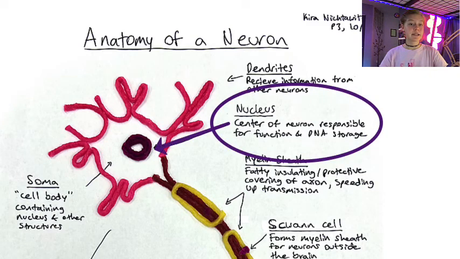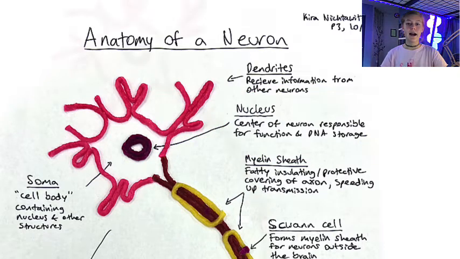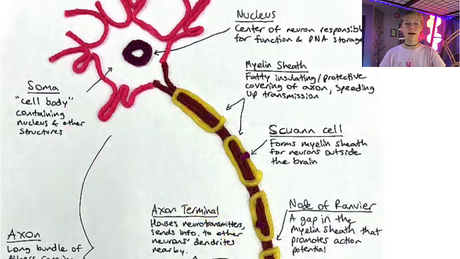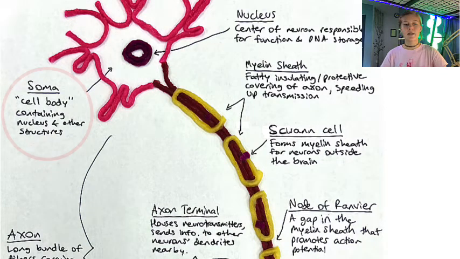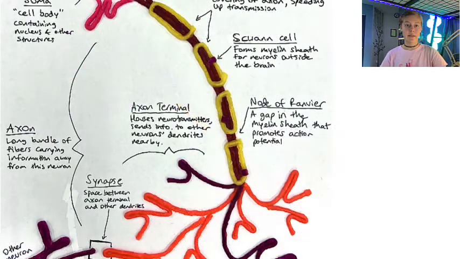Then below you'll see this purple dot there. That's the nucleus. That's the center of the neuron that's responsible for its function, like the control center. It stores DNA, it makes proteins, and all kinds of other good stuff. It's stored inside the soma, that's the cell body, because it's the body, like the interior of the cell. So that's where the nucleus and other structures are contained within the neuron.